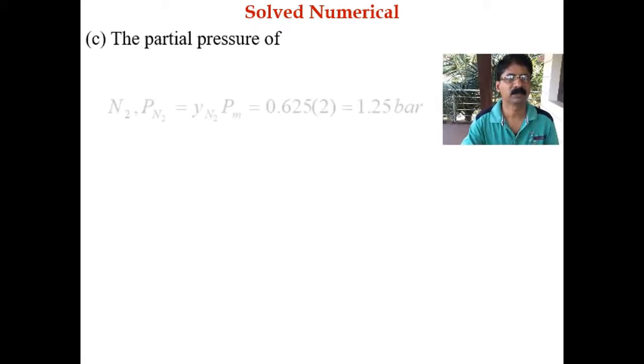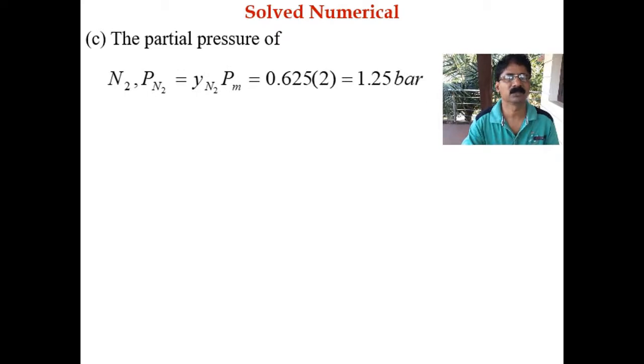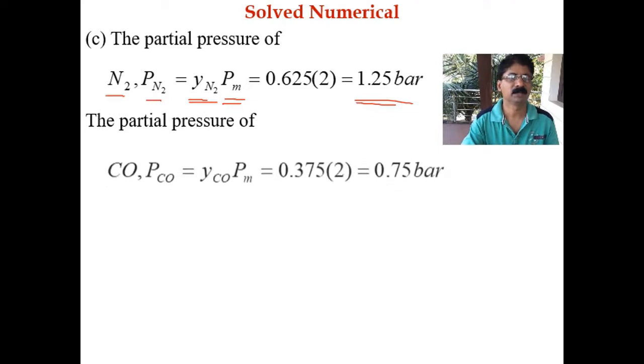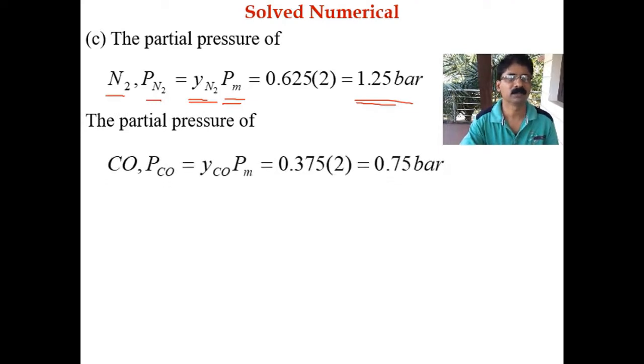Now the partial pressure of each of the constituent gases. Now partial pressure of N2, P_N2, is nothing but mole fraction of N2 into pressure of the mixture. Pressure of the mixture is already given as 2 bar. Mole fraction we already calculated. So if you calculate partial pressure of nitrogen, you will get it as 1.25 bar. Similarly, partial pressure of CO, P_CO, is equal to mole fraction of CO into pressure of the mixture. So you will get it as 0.75 bar.